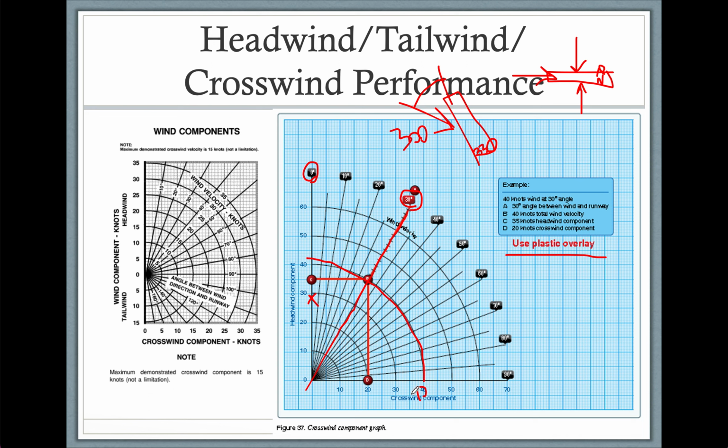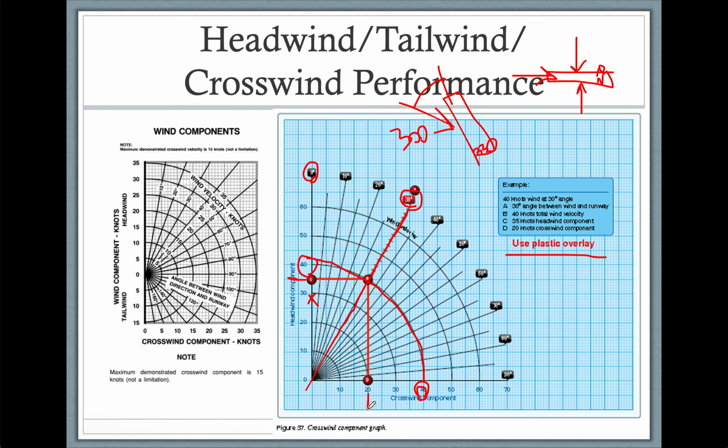And what it's doing is it's saying if it was a direct crosswind, it would be 40 knots. If it was direct headwind, it would be 40 knots. And this chart shows us everything in between. Since there's only 30 degrees difference between the two and it's a 40-knot wind, I'm feeling a 35-knot headwind. And I'm feeling a 20-knot crosswind.